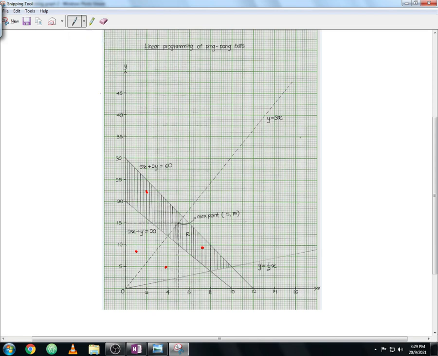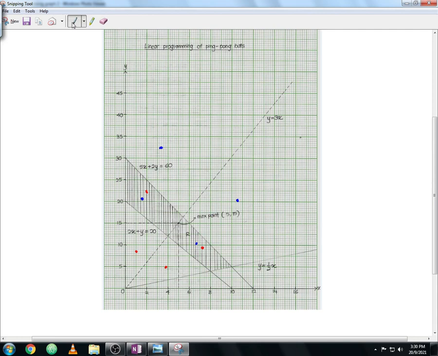For the second constraint, 2x plus y should be more than or equal to 20. Since it should be more than or equal to 20, you mark over here. You mark here, you mark here, you mark here, and you mark here. So 2x plus y more than or equal to 20 indicates that your region is upward on the graph.